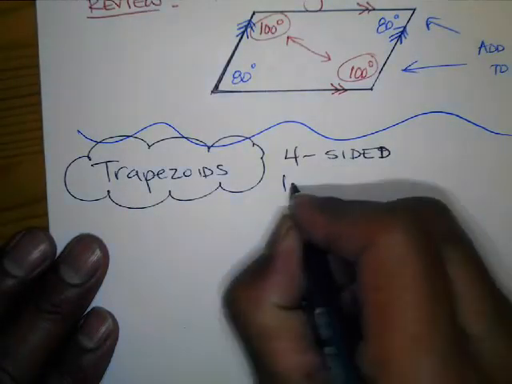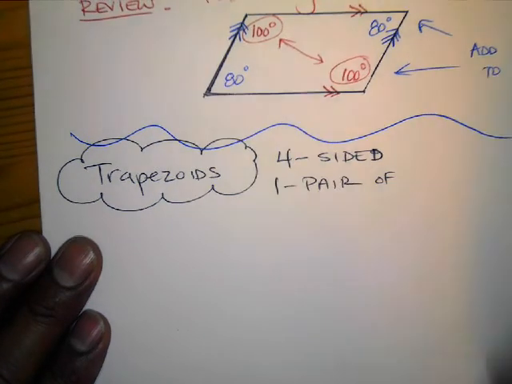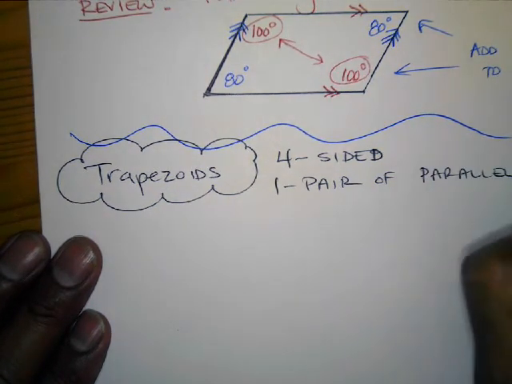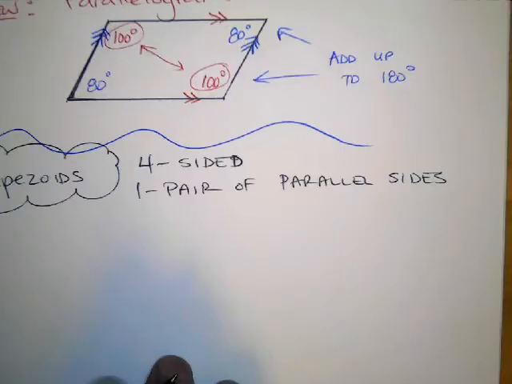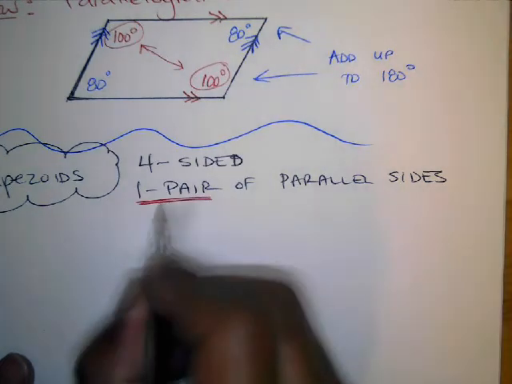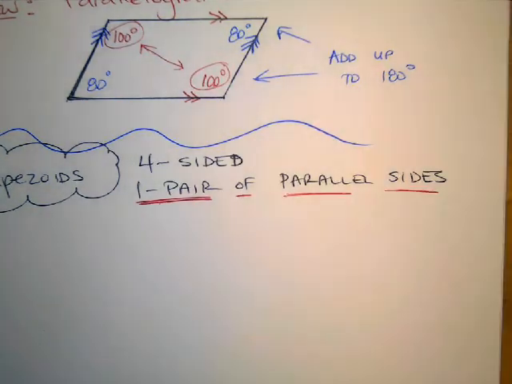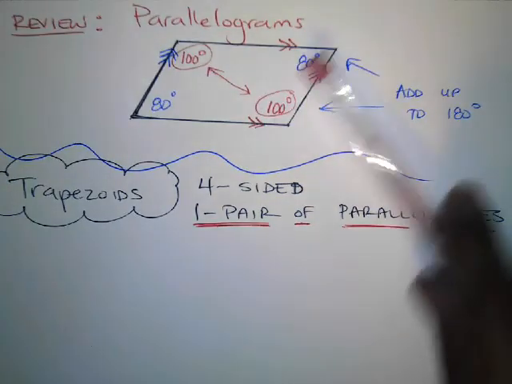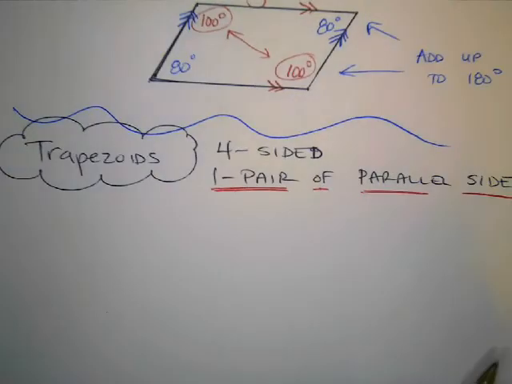Well, the trapezoids only have one pair of what? Parallel sides. And that's where it's going to be really, really important. This part only has one pair of parallel sides. Okay, so here it is. Because the math is pretty easy and it's similar to this where they have to add up to 180.